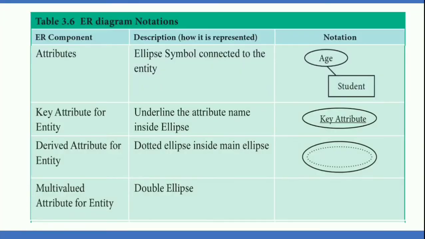And the last component is multi-valued attributes. Multi-valued attributes means what? A column which can hold many values. For example, phone number, favorite hero, heroine, all of which can have multiple values. So that should be represented by a double ellipse shape. So that's it. All the components you have to learn with the notation.